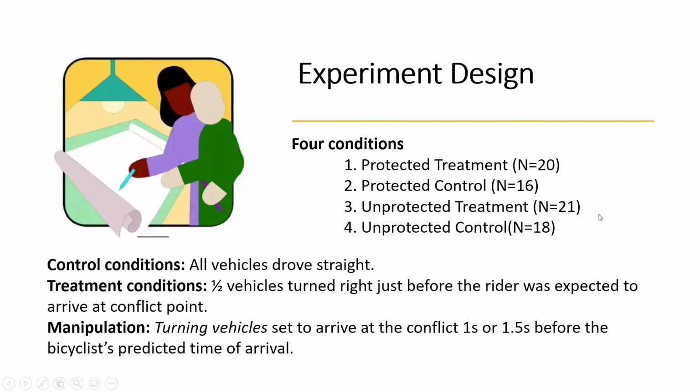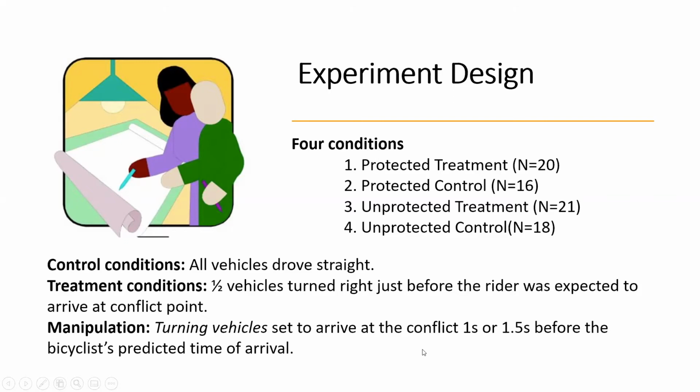We have done four experiments, all between subjects: protected treatment, protected control, unprotected treatment, and unprotected control. In the protected treatment, half of the cars will go straight and half will make a right turn, randomized. In the protected control, all the cars will go straight. Similarly for unprotected, in the treatment half of the cars will turn right and half will go straight, whereas in the control it's just straight cars.